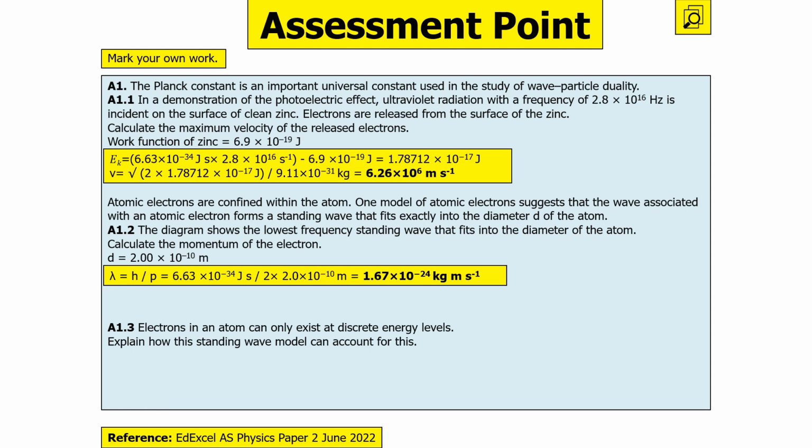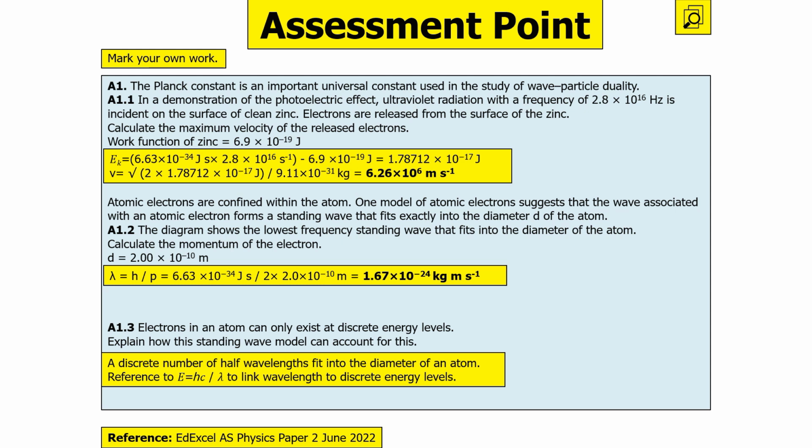So we get that out to be 6.63 times 10 to the minus 34 over 2 times 2 times 10 to the minus 10. So therefore, we get 1.67 times 10 to the minus 24. Now the next question, how does it link in? Well, a discrete number of half wavelengths will fit into the diameter of an atom. So this therefore leads to the discrete energy levels that electrons can exist in the atom.